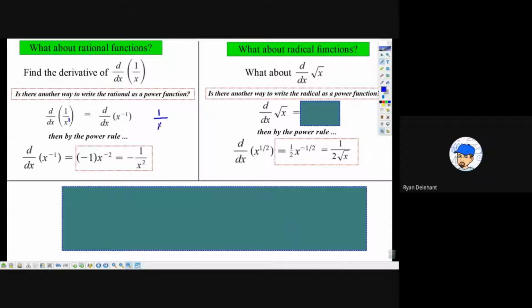1 over x to the third, I could do the same thing. I'd write that as x to the negative third, and then I would apply that power rule to it.